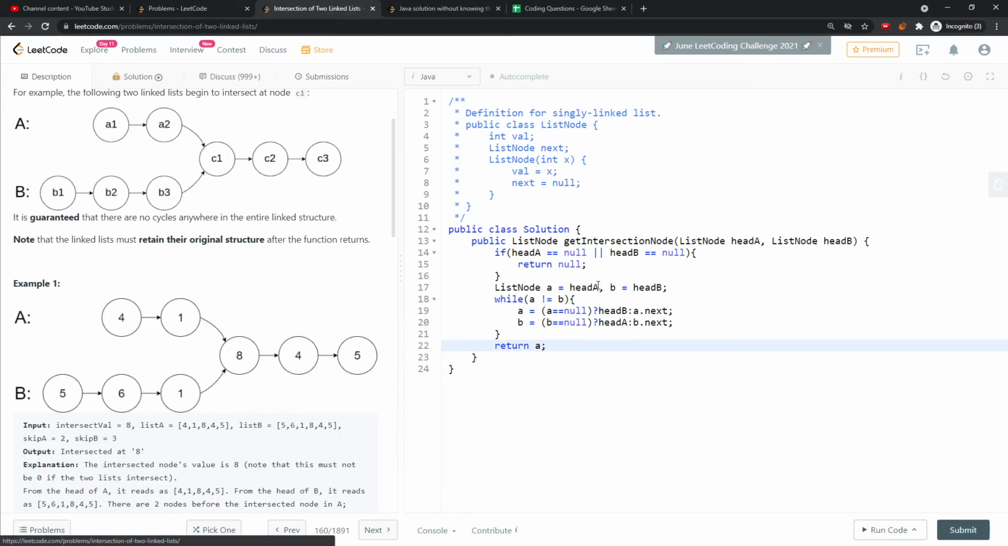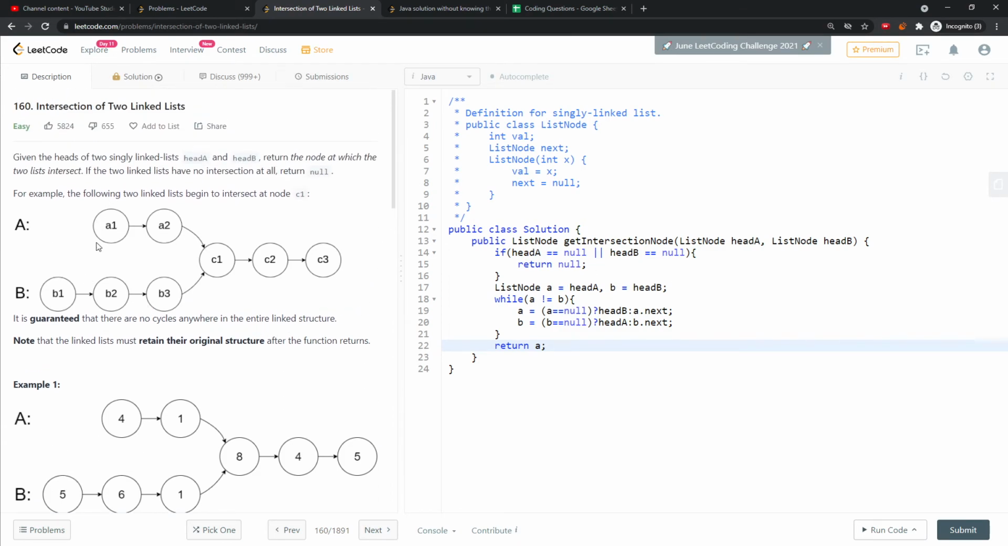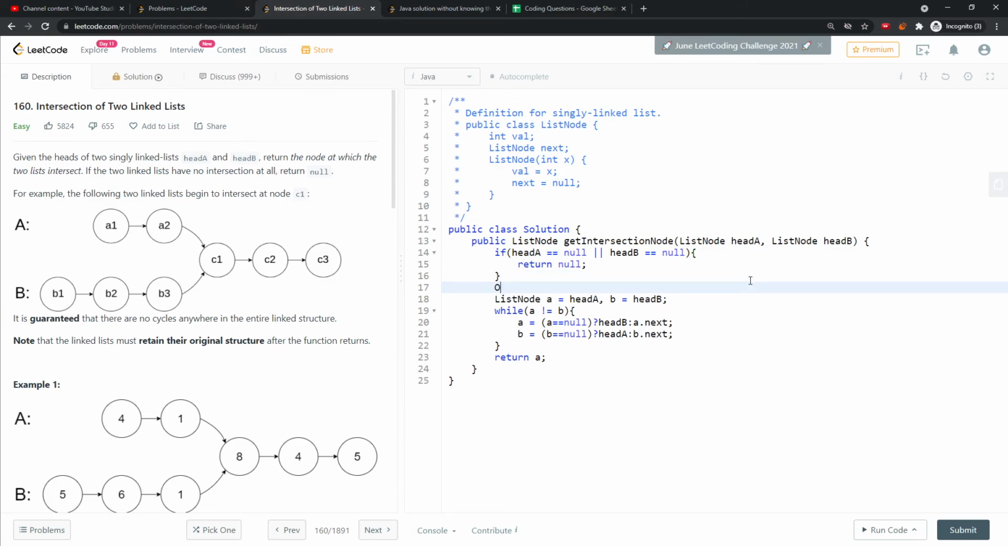Let's talk about time and space. The worst case is when you traverse A and then B, when they have different lengths. Imagine the length of head A is m, and the length of head B is n. There will be O(m plus n) time complexity, and for space complexity you are not using any extra space, so that will be O(1). That's the solution for the question, hope this helped, and goodbye.